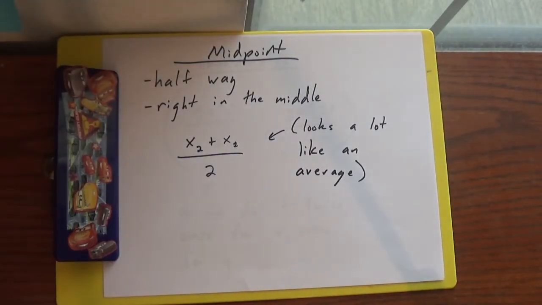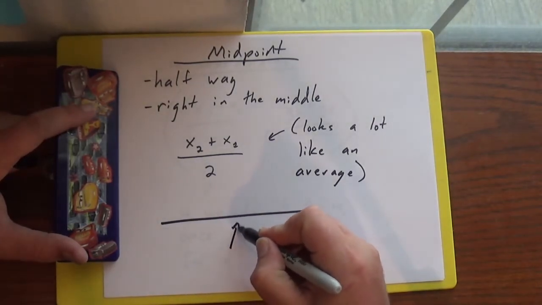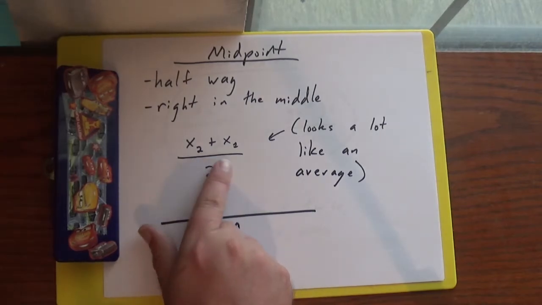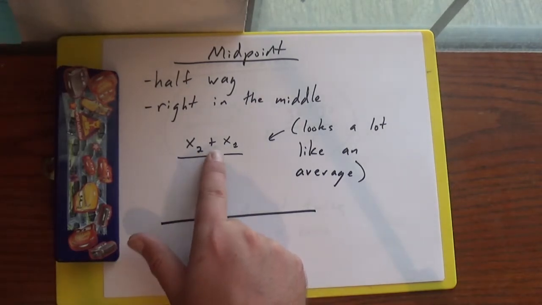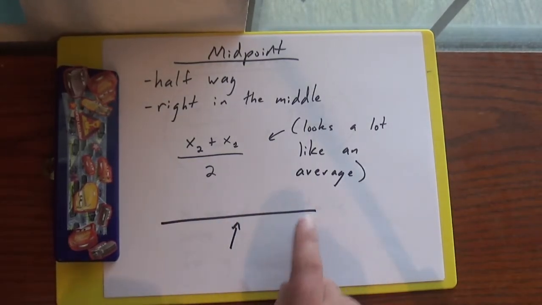Back to Lake Math. Right now we're going to do the midpoint. So if I have a line, it's the middle. So it's halfway. It's right in the middle. So basically you're going to take your x's, add them up, divide by 2. Might look a lot like an average because, well, you're just taking an average of this side and that side.